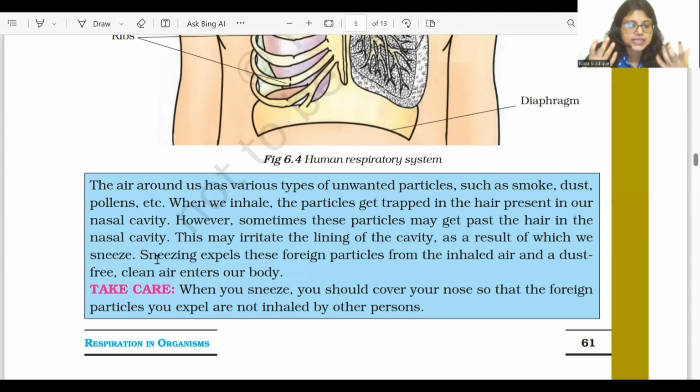We feel like sneezing. So when we sneeze, we are going to expel out. Expel out means remove out. We are going to remove these foreign particles from the inhaled air, and dust-free, clean air enters our body. And we should take care that whenever we are sneezing, we should cover our nose so that these foreign particles are not inhaled by any other healthy person. Okay, so that's a basic hygiene that we all should follow.